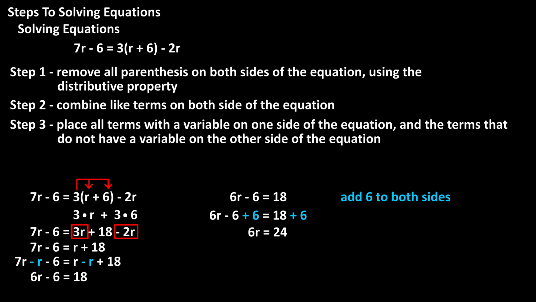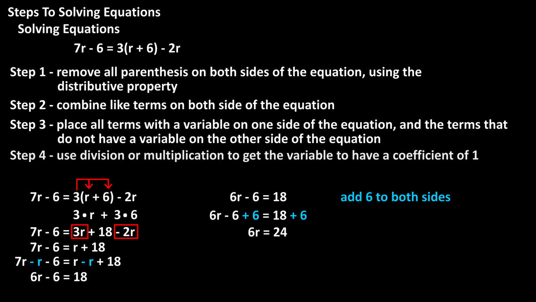We have all the terms with a variable on one side, and all the terms that do not have a variable on the other side of the equation. Step 4 is to use division or multiplication to get the variable to have a coefficient of 1. The coefficient is the number in front of the variable. For instance, in our equation, as it is now, r has a coefficient of 6. So in order to get rid of the 6 in front of the variable, we can divide both sides by 6. On the left side, 6r divided by 6 is r, and on the right side, 24 divided by 6 is 4. And we have a solution of r equals 4.